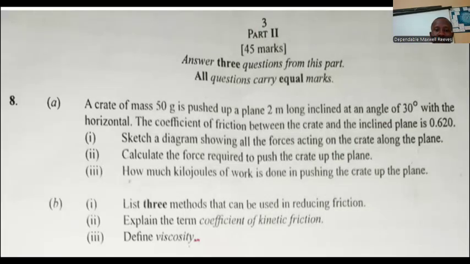In this video, I'll be solving part 2 of WASSCE 2025 Physics Paper 2. We'll be solving the remaining 5 questions.